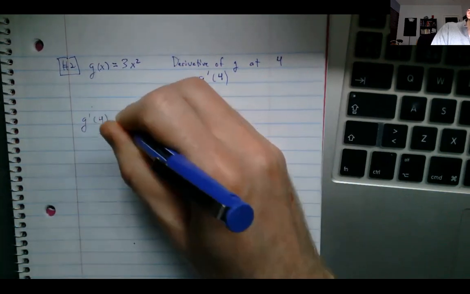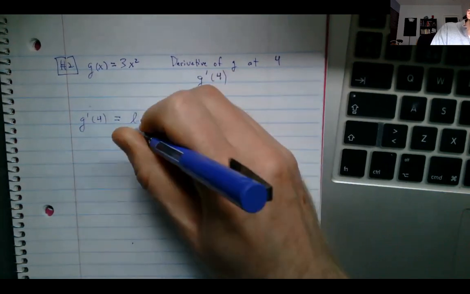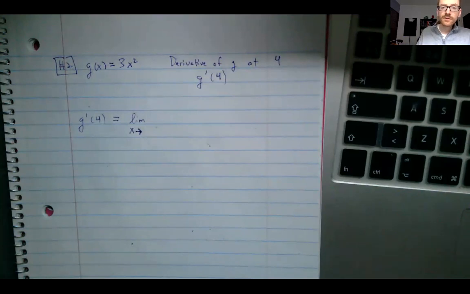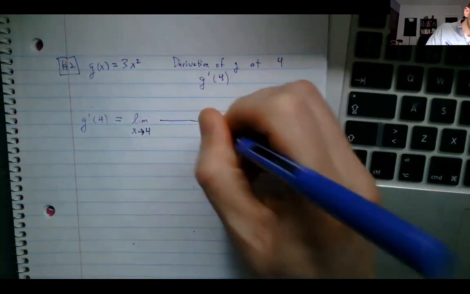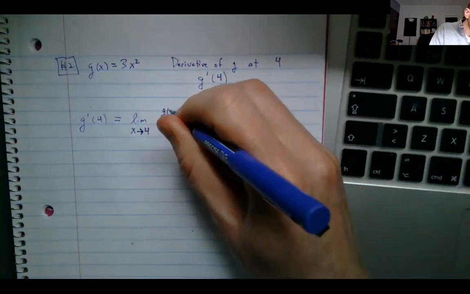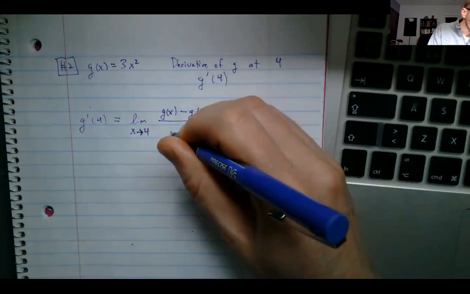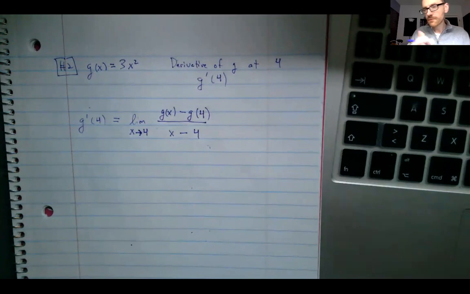So g prime of 4, the thing I'm looking for here, it's going to be given by the limit as x approaches, well, it's always x approaches c, right? C is the point at which you're trying to find the instantaneous rate of change. So it would be the limit as x approaches 4 of g of x minus g of c, c being 4 in this case, over x minus c, which is x minus 4. Okay, so I'm just using that formula we've used a bunch of times, except c is 4, because that's where I'm trying to find the derivative.